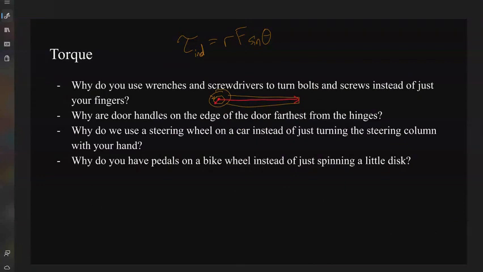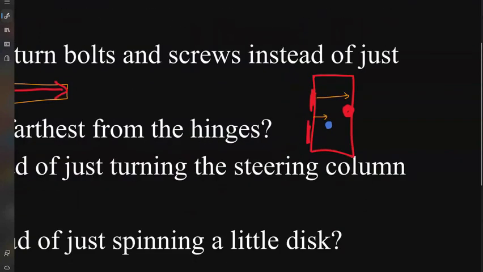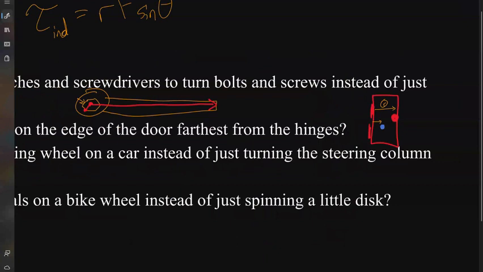Screwdrivers are a similar concept. Why are door handles on the edge of the door furthest from the hinges? Well, here's our door. Let's say our hinges are on the left side. If my door handle's on the right, that gives me a radius to the handle all the way across the door. If my door handle was in the middle, then my radius is only that far. And we want to maximize our torque, which means we can have more torque for less force if we have a bigger radius. So we want that bigger radius so we don't have to exert the same amount of force.